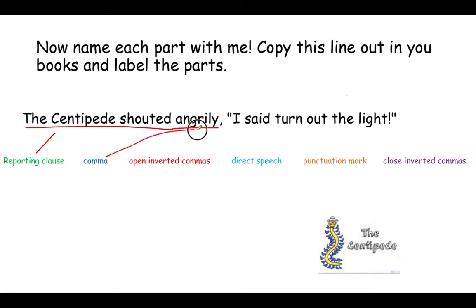Straight after that, I've got my comma, and then I open my inverted commas. I've got my capital letter: "Turn out the light." So that's my direct speech because that's what the centipede said. Then I have my punctuation here. It's not a full stop, but an exclamation mark. And then I close my inverted commas. Well done if you got it all right.